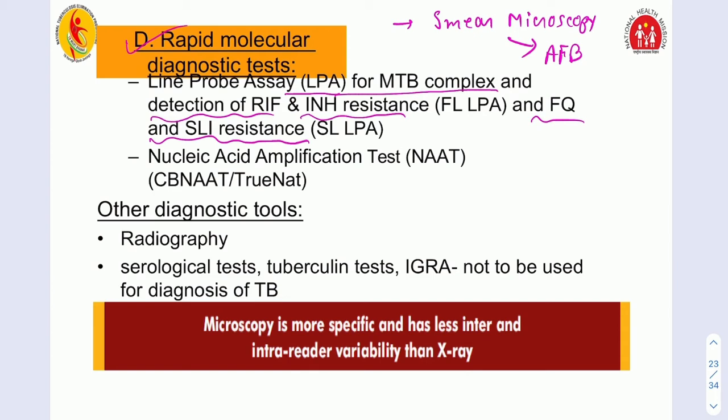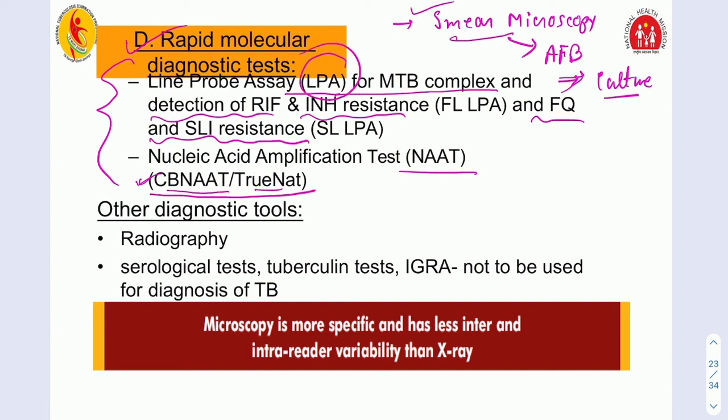Nucleic acid amplification test, which is also known as CB-NAT or TrueNAT. CB stands for cartridge based nucleic acid amplification test. So these are the rapid molecular diagnostic tests. Other than smear microscopy, we can also go for culture, to identify the acid fast bacilli from the sample. So smear microscopy, culture, and then rapid diagnostic tests like LPA and CB-NAT. These are the diagnostic tools we use.